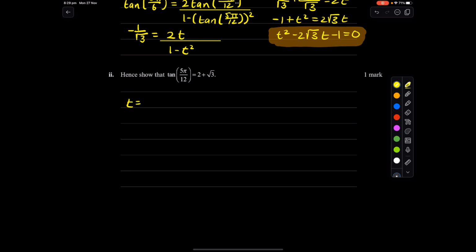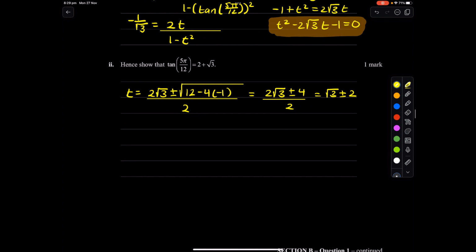t is equal to negative b, which is 2 root 3, plus or minus the square root of b squared, which is root 12 squared, so 12, minus 4, where a is 1 and c is negative 1, all over 2a, which is just 2. Simplifying this much further, 2 root 3 plus or minus 4 over 2 becomes root 3 plus or minus 2.